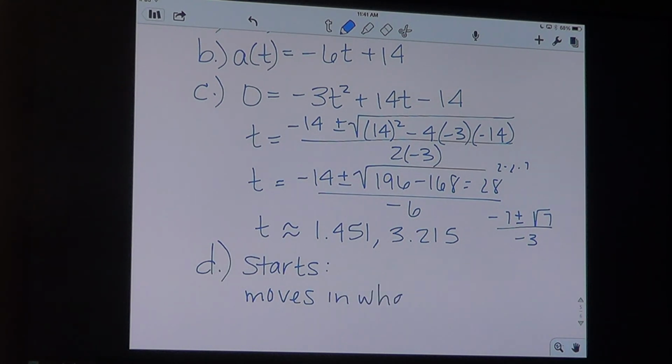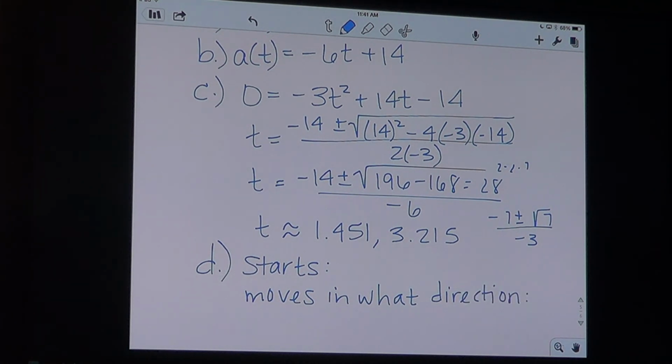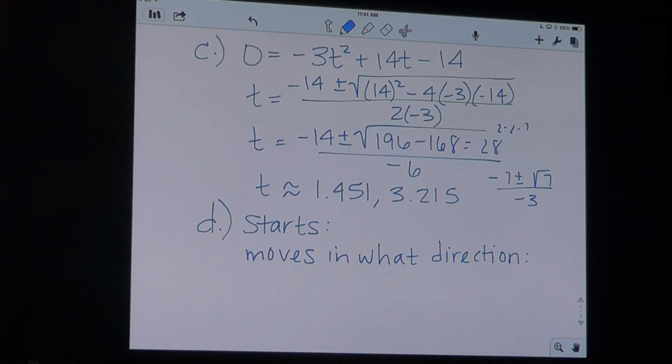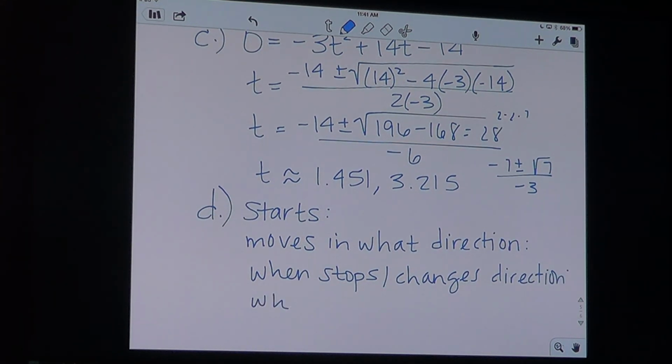To describe this, we want to know where it starts, then in what direction it's moving, and then when it changes direction, and when it stops finally, I guess.